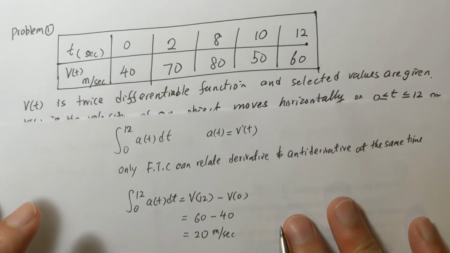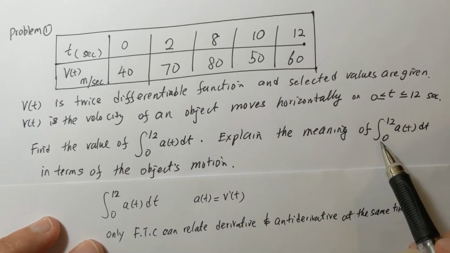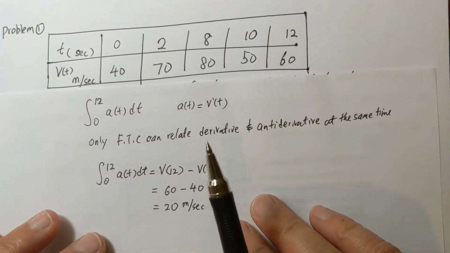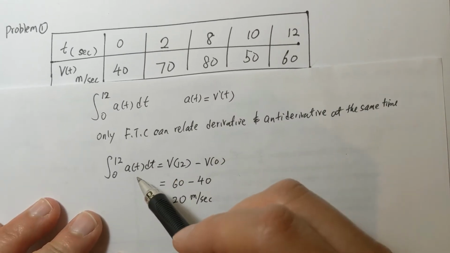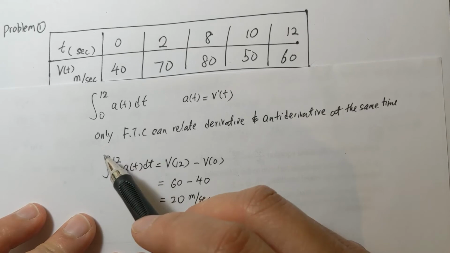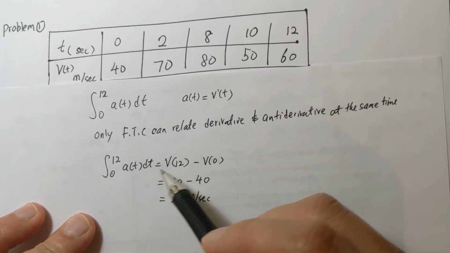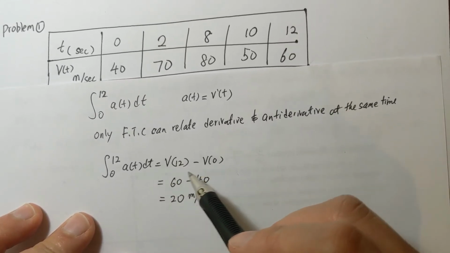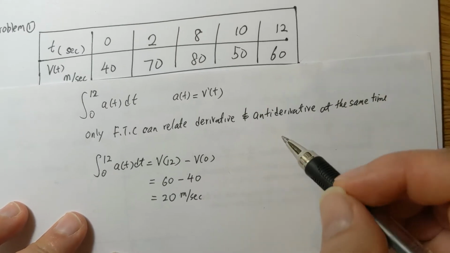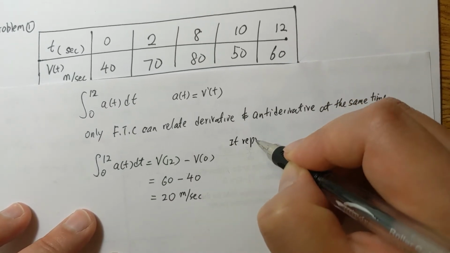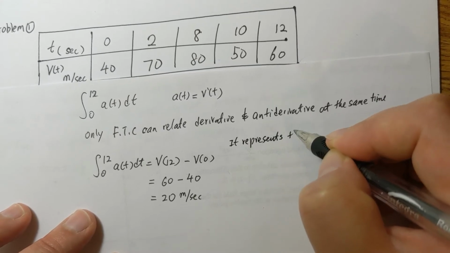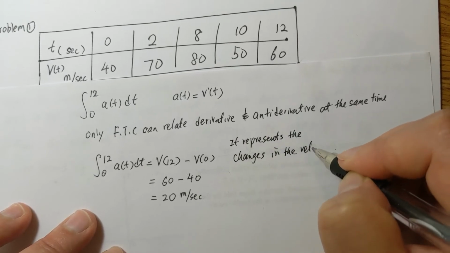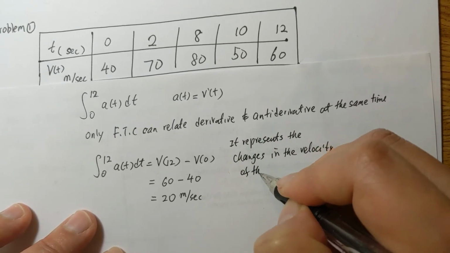Now the question asks you to explain the meaning of the integral from 0 to 12 of a of t dt in terms of the object's motion. Based on this, we did not learn anything special about this integral of a of t dt. But we look here, it turned into v of 12 minus v of 0, which is basically the difference between the two velocities. So we say that it represents the change in the velocity of the object.